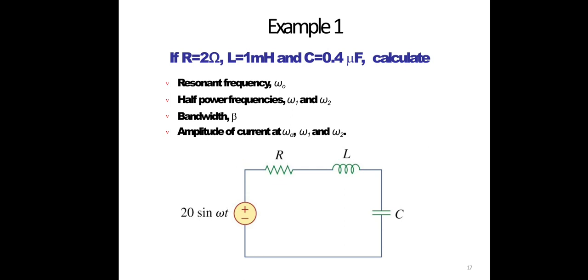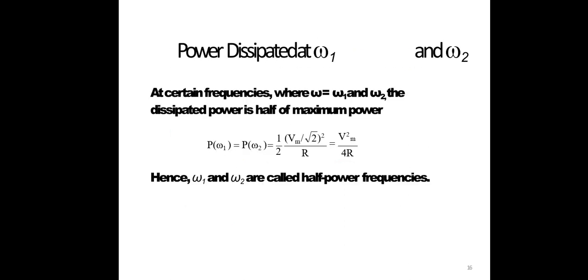This was about finding the resonant frequency, and now you have to find the half power frequencies, that means omega 1 and omega 2. Let's go through the half power frequency.